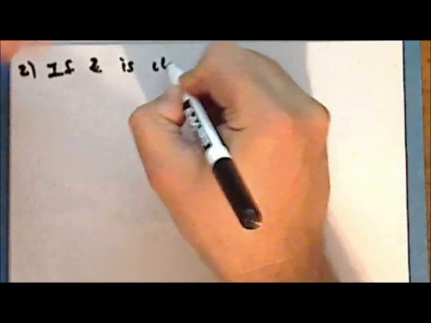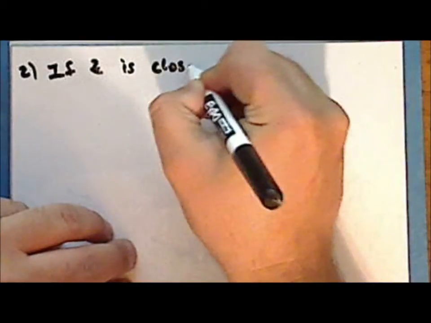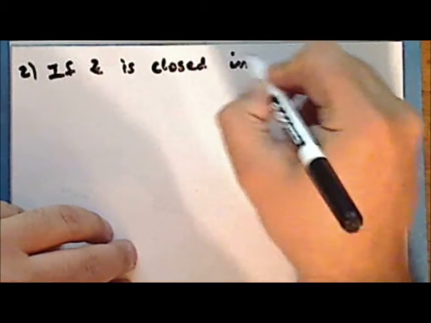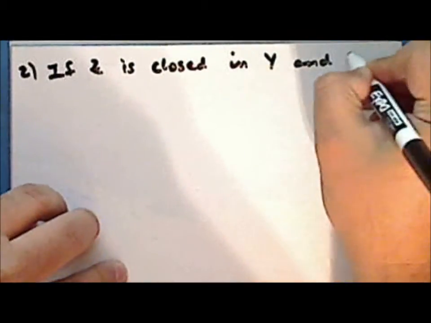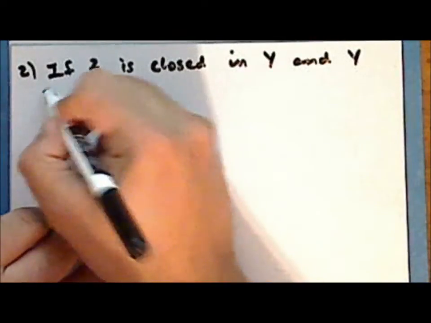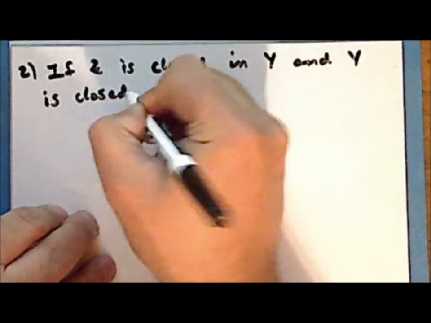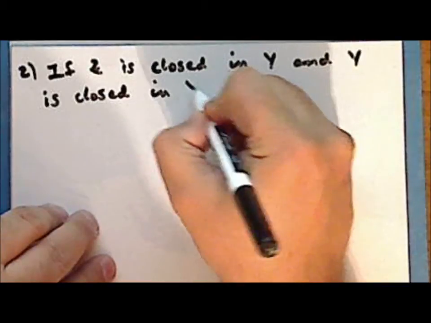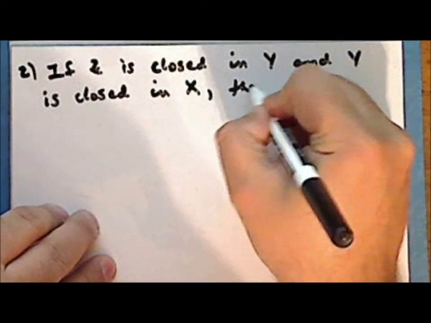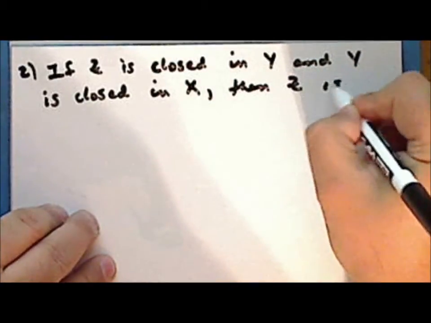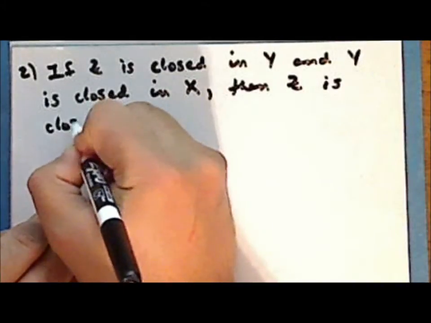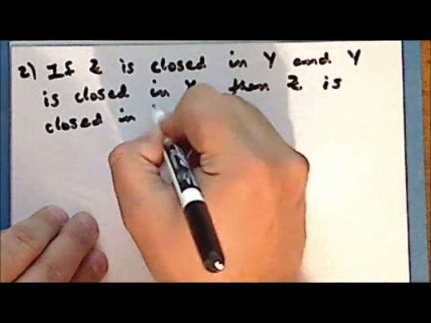And if the set Z is closed in the subspace Y, and Y is closed in the ambient space X, then Z is closed in the ambient space X.